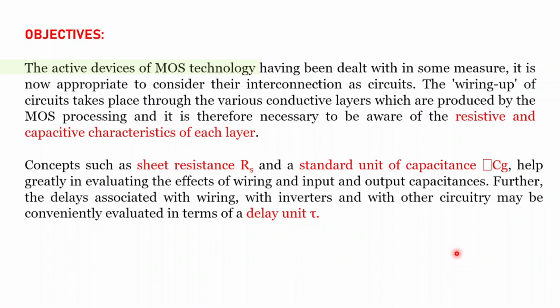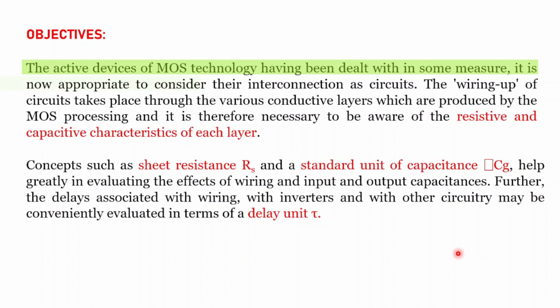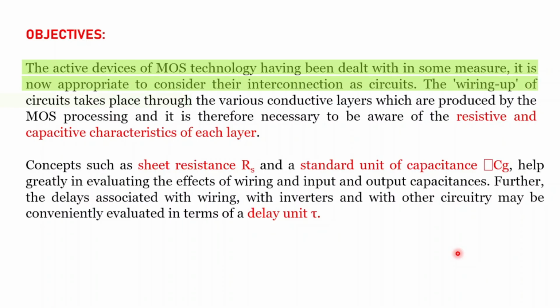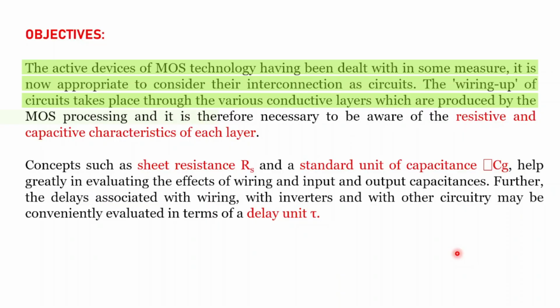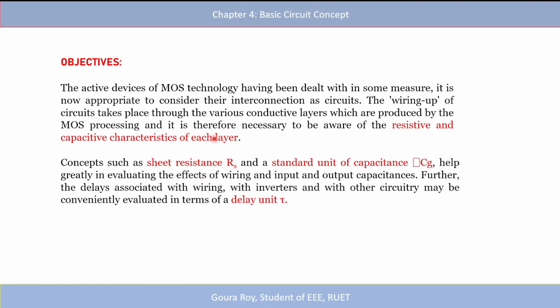The active devices of most technologies having been dealt with to some measure, it is now appropriate to consider their interconnection as circuits. The wiring up of circuits takes place through the various conductive layers which are provided by the MOS processing, and it is therefore necessary to be aware of the resistive and capacitive characteristics of each layer. The main objective of this chapter is to find sheet resistance Rs, standard unit capacitance Cg, and delay unit tau.